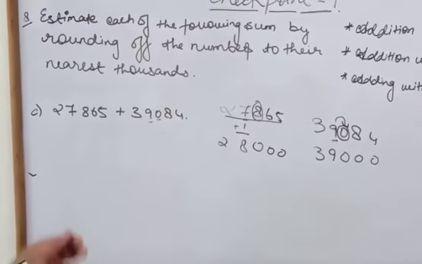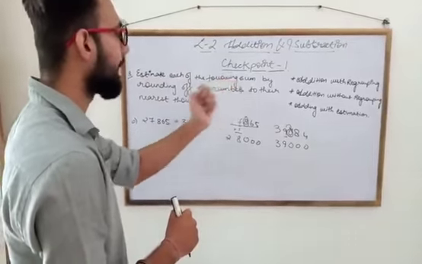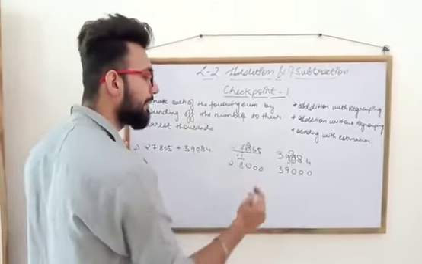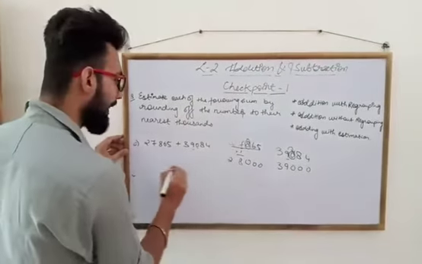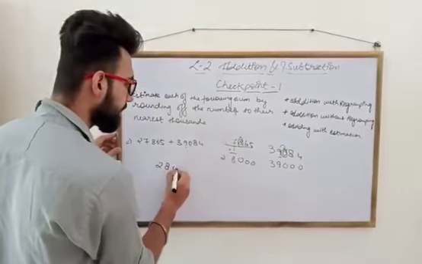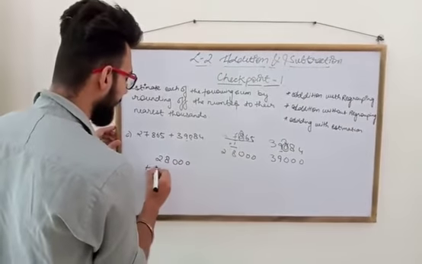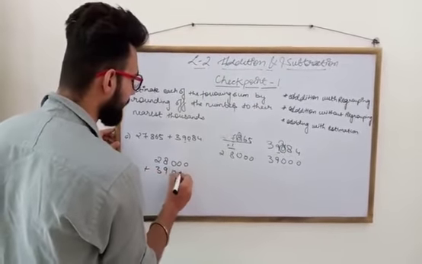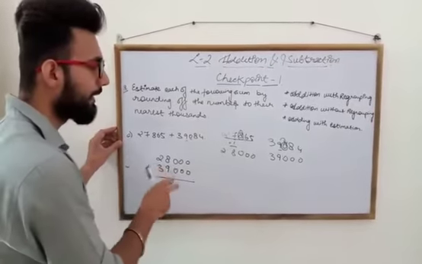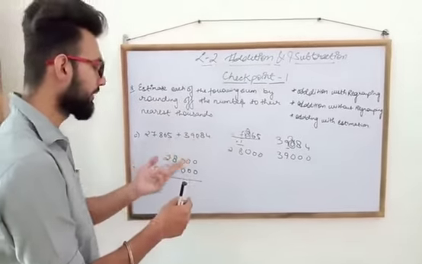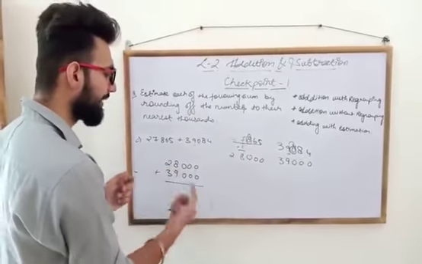Now what do we need to do? We need to estimate the following sum. Now we need to estimate the sum. Okay, so now we'll add these numbers. So 28,000 and 39,000. We need to add these two numbers. The sequence in addition doesn't matter. We can write 39,000 upwards and 28,000 below it, and vice versa.